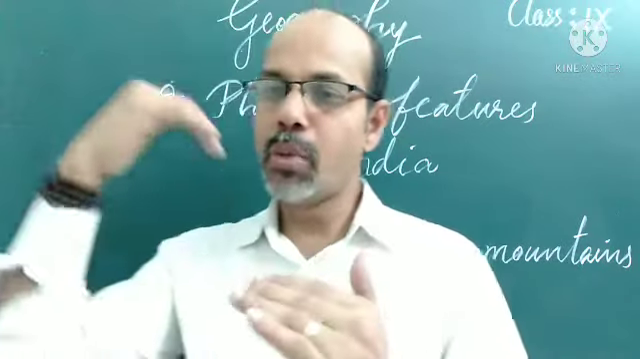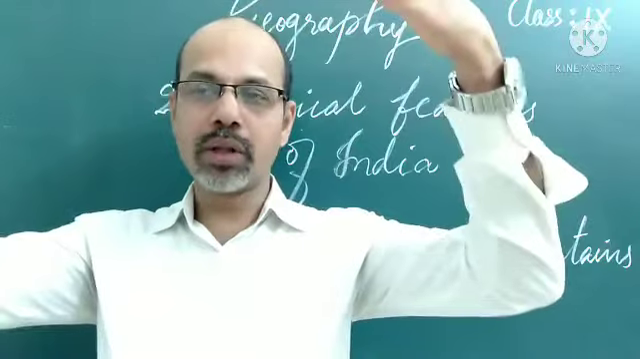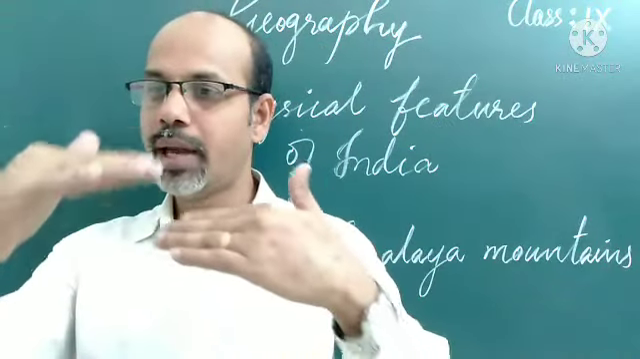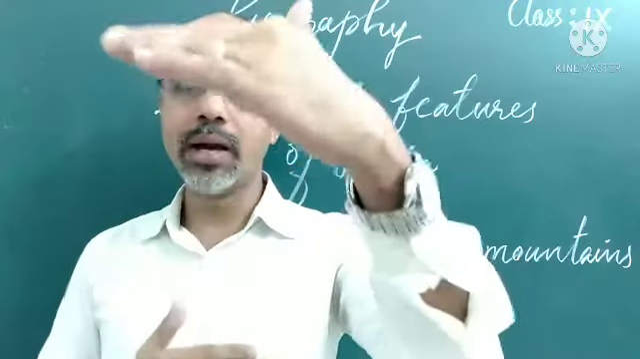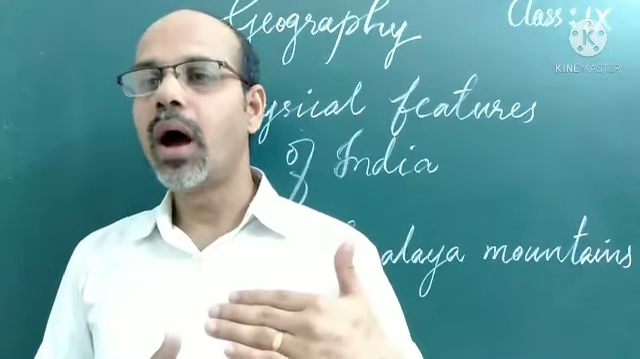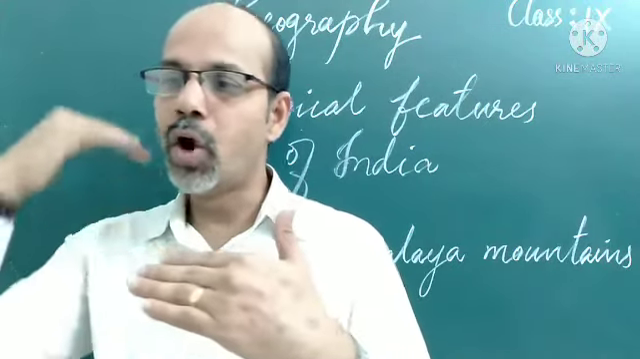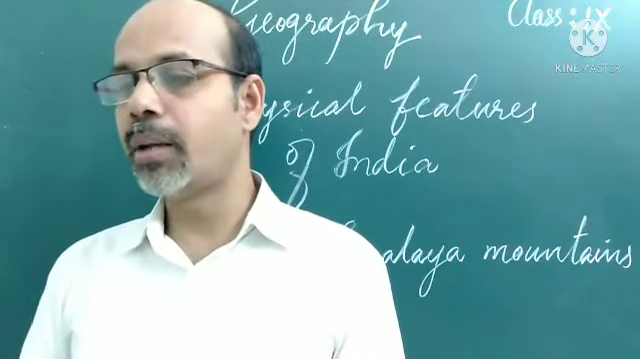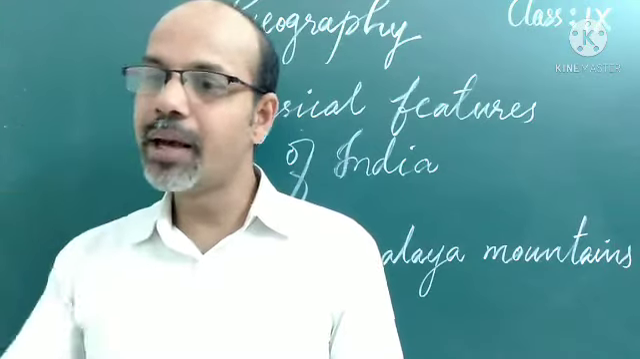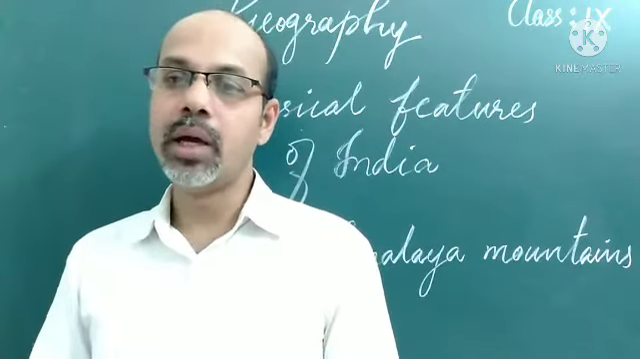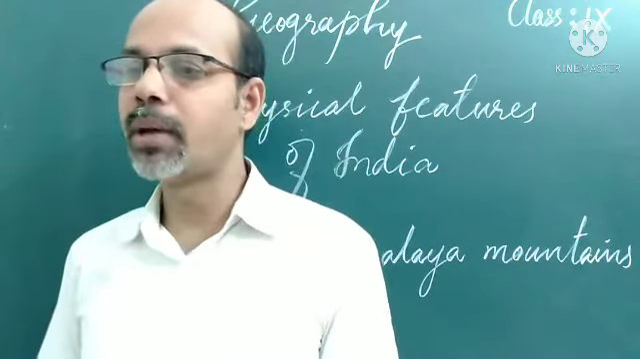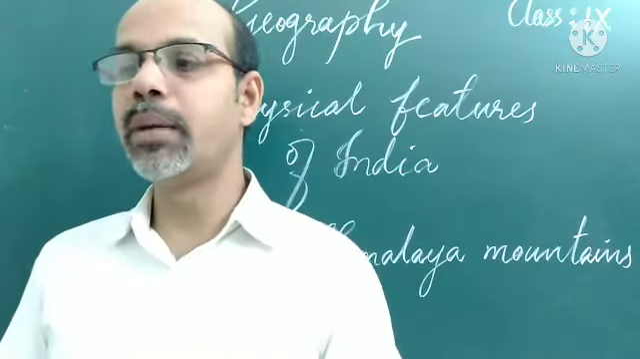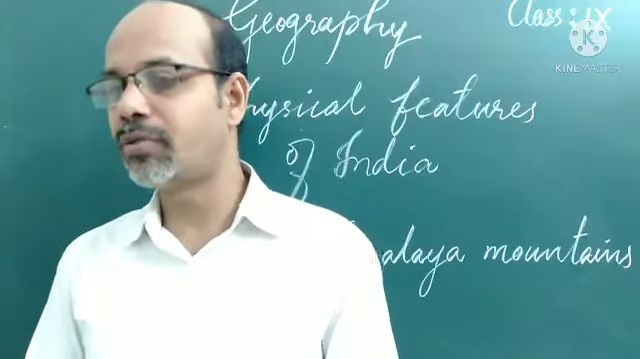Now the northernmost range, the extreme northern part of the Himalayas. In the latitudinal extension we divide it according to height. The northernmost ranges of the Himalayas are called the Greater Himalayas or the Inner Himalayas or Himadri. That is where the highest peaks are found.